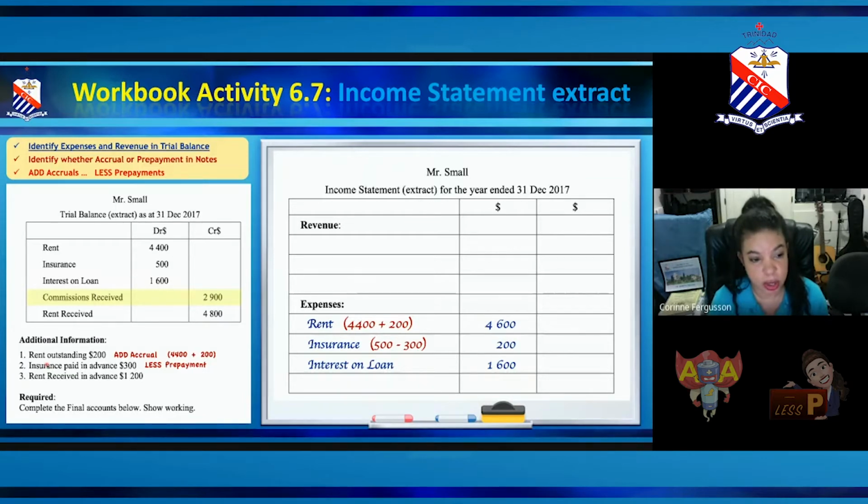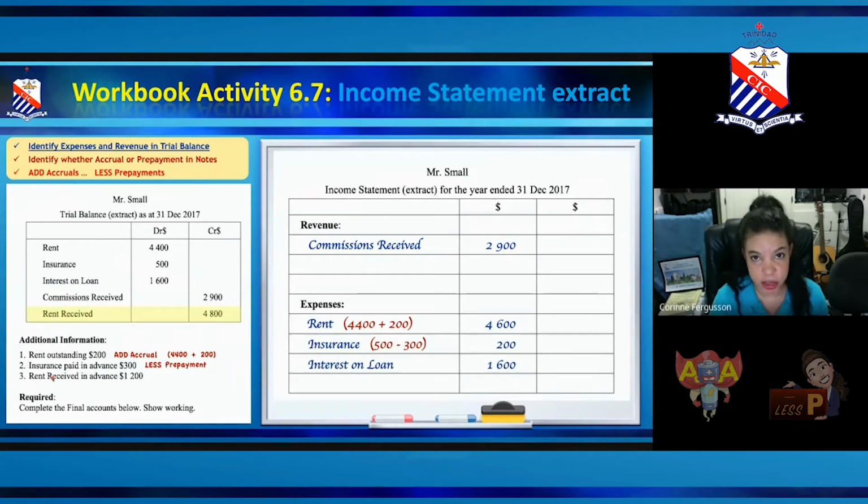So we will move on to the next one, which is commissions received, which is revenue. You will go down into your notes and look for anything related to commissions received, and there is nothing. So what do you do? Once again, you still have to put it into your income statement. Since it's revenue, you will go under revenue and you will put commissions received. And since there are no adjustments, there's no working to be done, you just put exactly what is in the trial balance, which is 2,900.